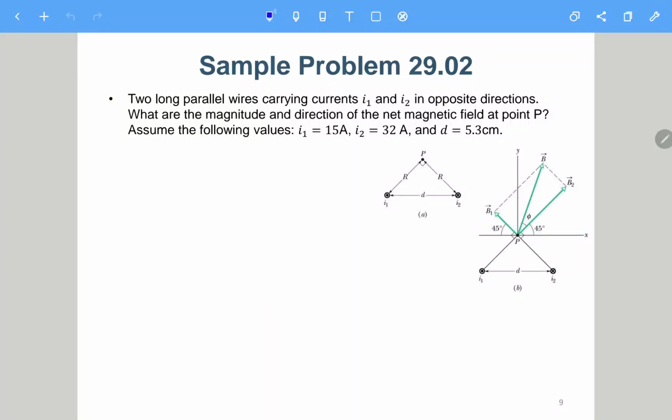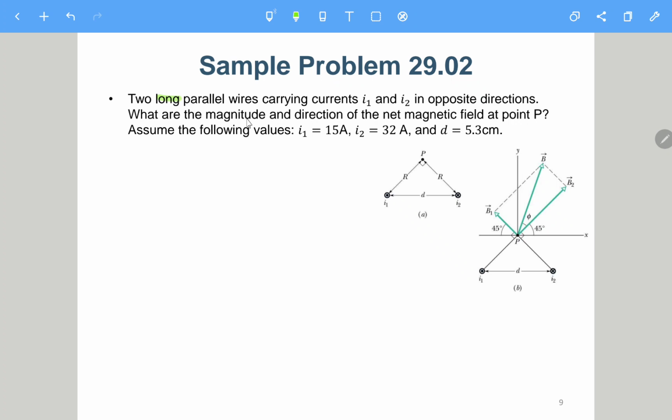Okay, so here we look at a sample problem. It says two long parallel wires carrying currents I1, I2. So here there are two currents. I1 is pointing out of the page, and I2 is pointing into the page. So I1 and I2 are in opposite directions. It also assumes that it is an infinitely long wire.